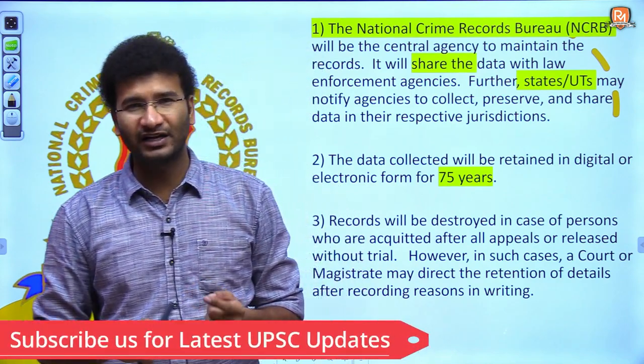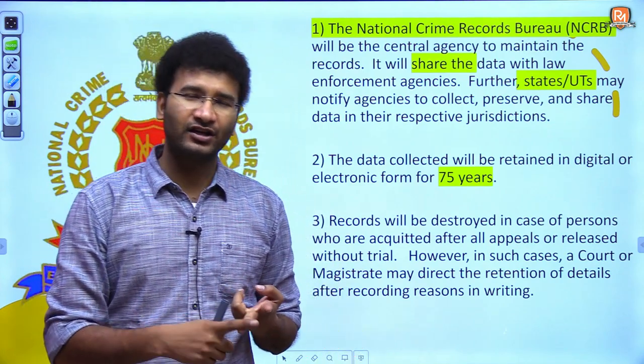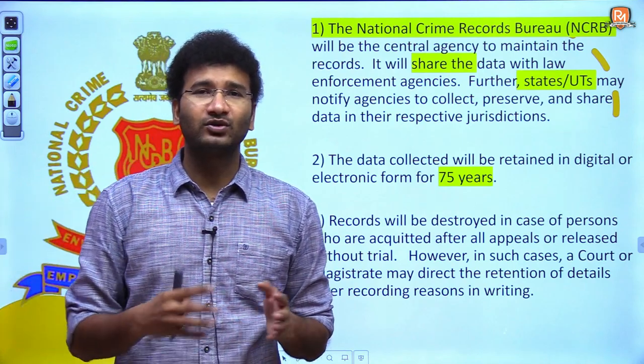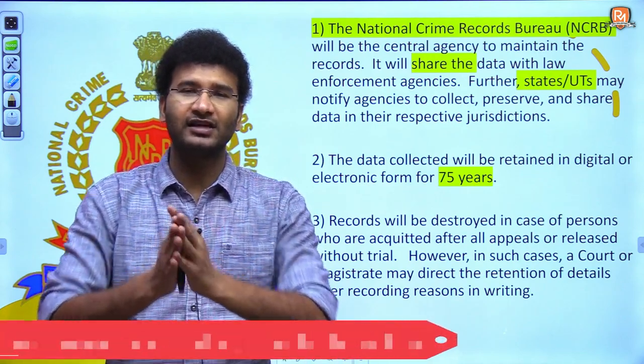Now, these law enforcement agencies can be your Enforcement Directorate, who also directly work with the criminals. The National Investigation Agency can also be one. Another can be the state police department. So, these kinds of bodies which are working in the states will be providing the samples.